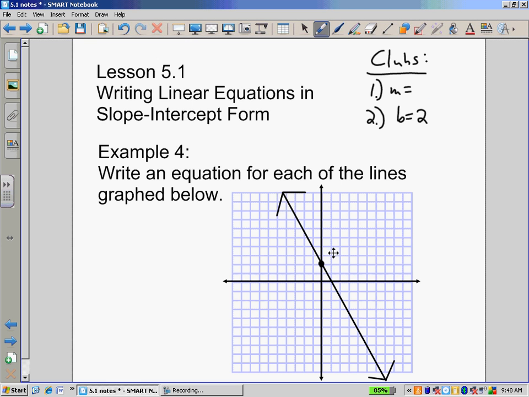And I also need to find another point that I could use. Looking for a perfect grid intersection. Now, looks like it goes through here. Also goes through somewhere down here. Tell you what, this looks perfect, so I'm going to use this one. Okay, so I've got my 2 points. My y-intercept is 2. I do need to find my slope.